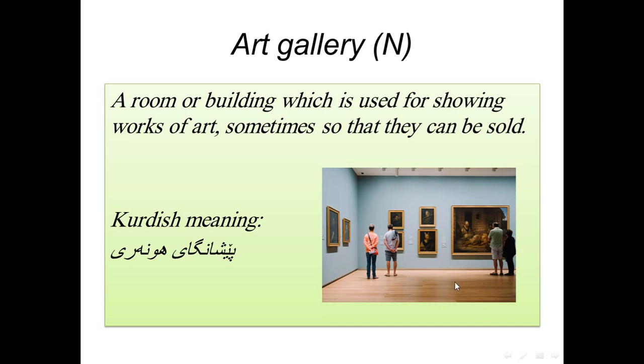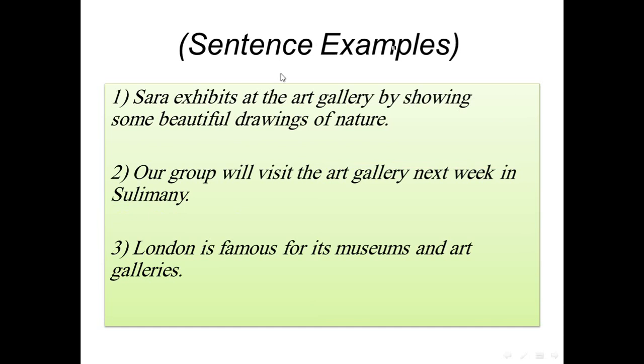And we may have visited an art gallery here in Kurdistan, like we have Halabja Monument, and actually we have Amna Suraka. These are examples of those places that painters would like to open their art galleries there. Here are some examples to understand the meaning of art gallery.